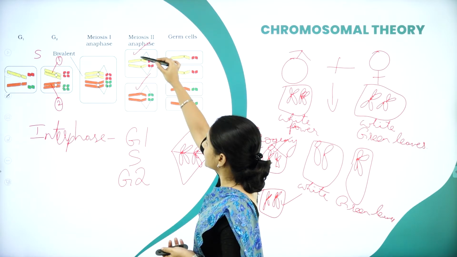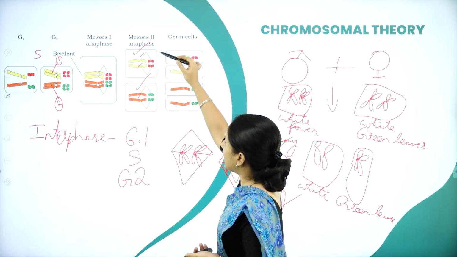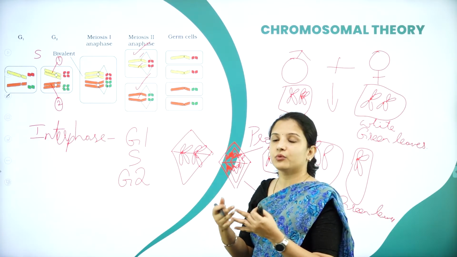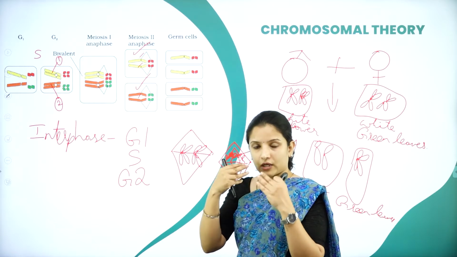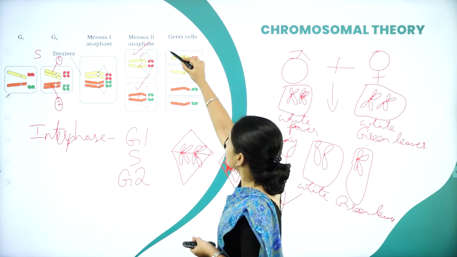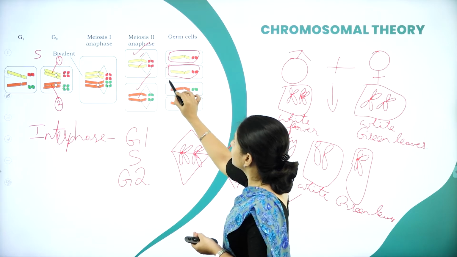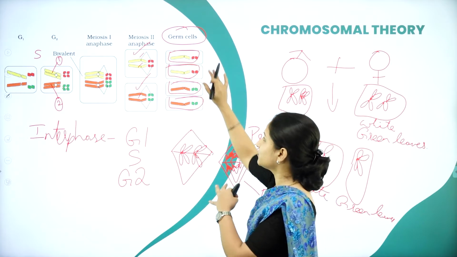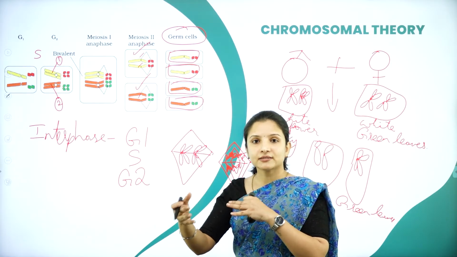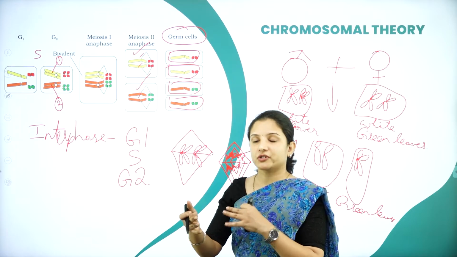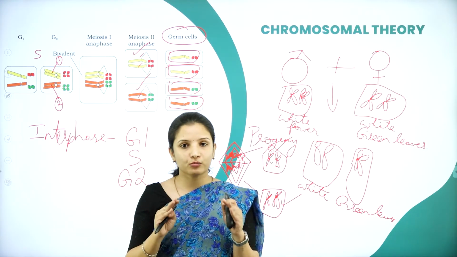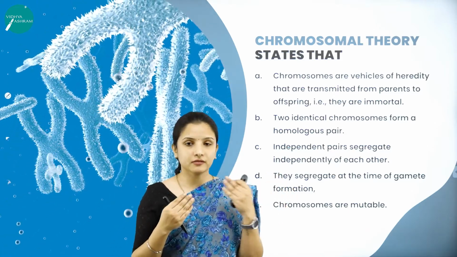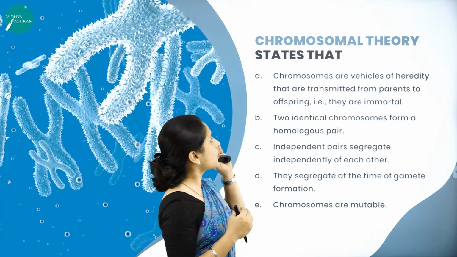In these two daughter cells, the chromosomes are passed on. These two daughter cells divide again and form four daughter cells, and each chromosome enters into a daughter cell. These daughter cells, the germ cells, are the gametes, and they pass on their traits to the next progeny. This is exactly what happens in the chromosomal theory. There are different statements given by scientists for the chromosomal theory. So what are those statements?